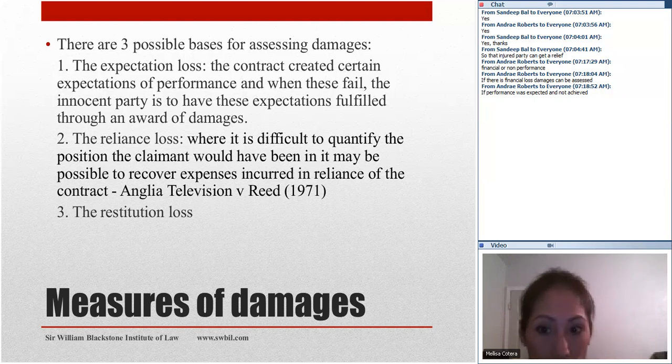In situations where the defendant doesn't perform the contract or performs it badly, the claimant is generally entitled to the cost of the cure. Can anybody tell me what is the cost of the cure?